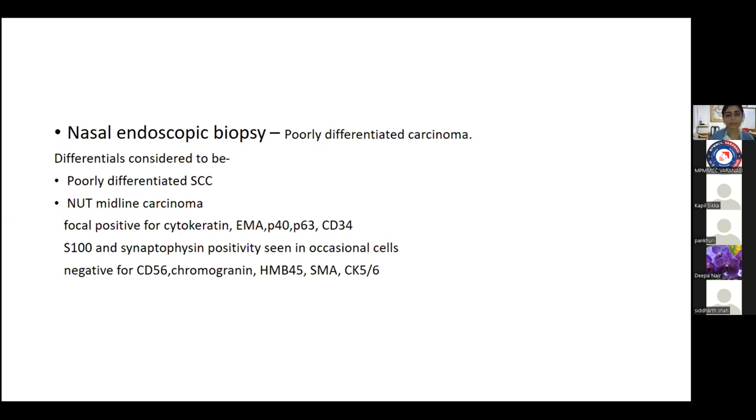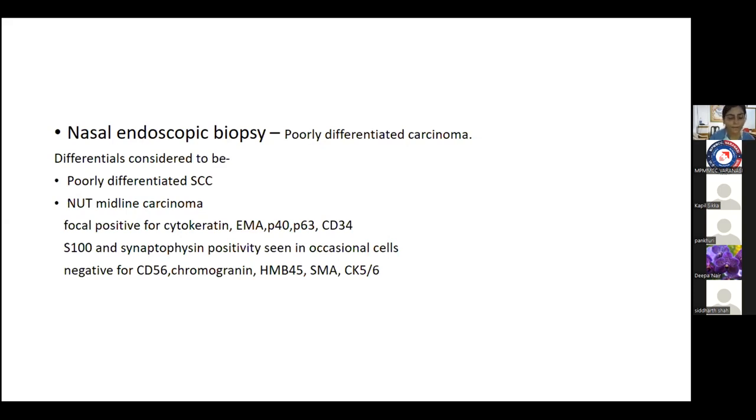Any role of neoadjuvant induction chemotherapy? In a 61-year-old patient having NUT midline carcinoma, there are not many reports on that. But in poorly differentiated squamous cell carcinoma, neoadjuvant chemotherapy has been given in young patients.